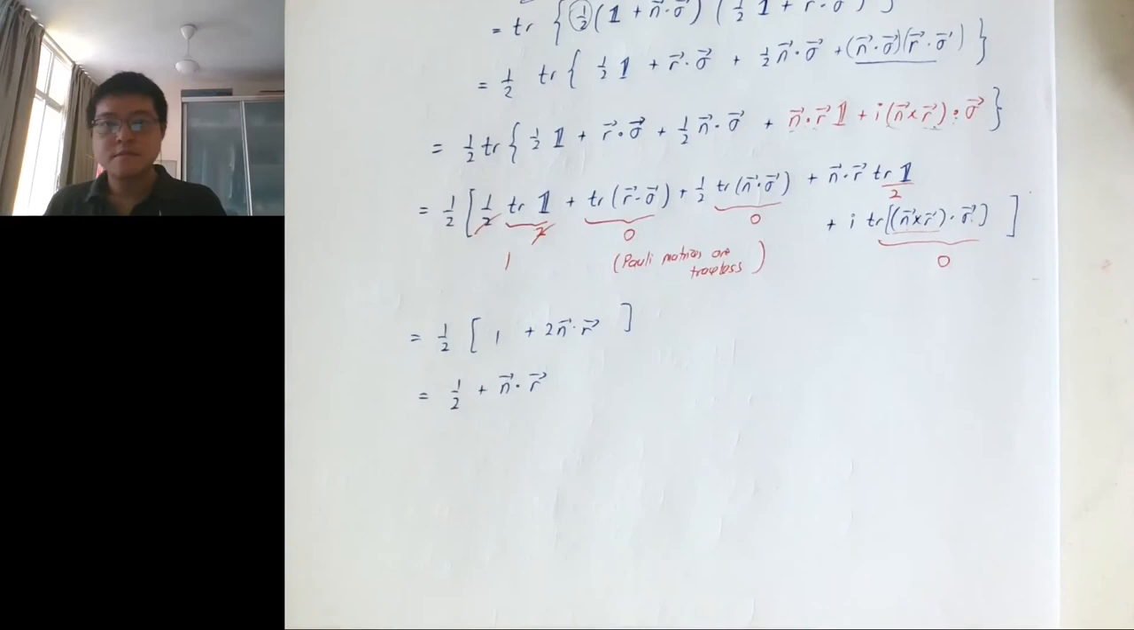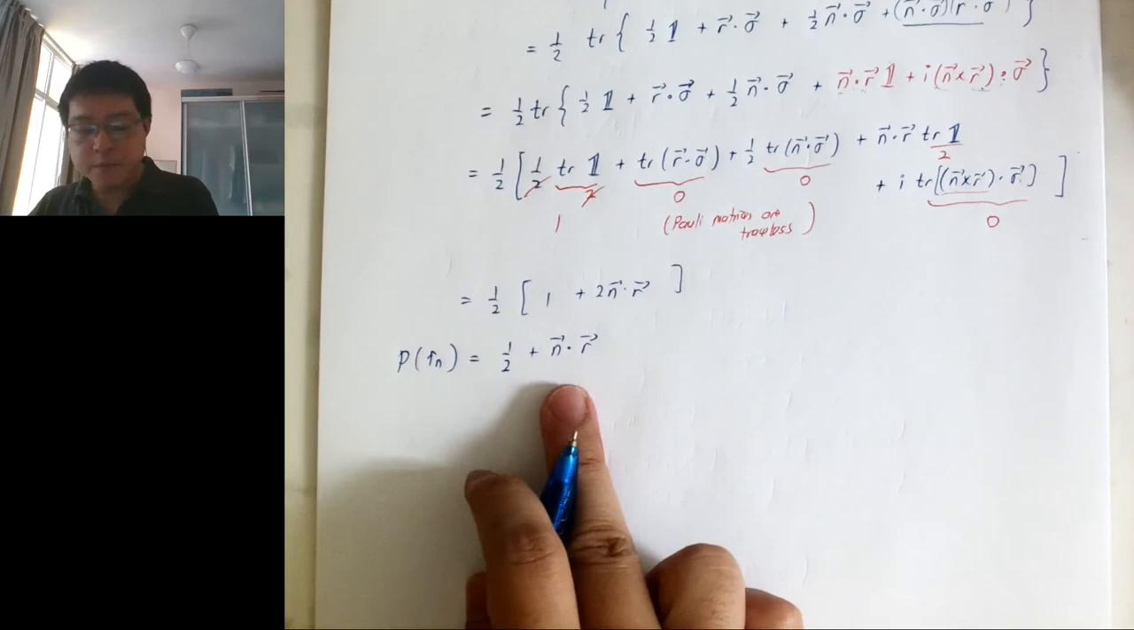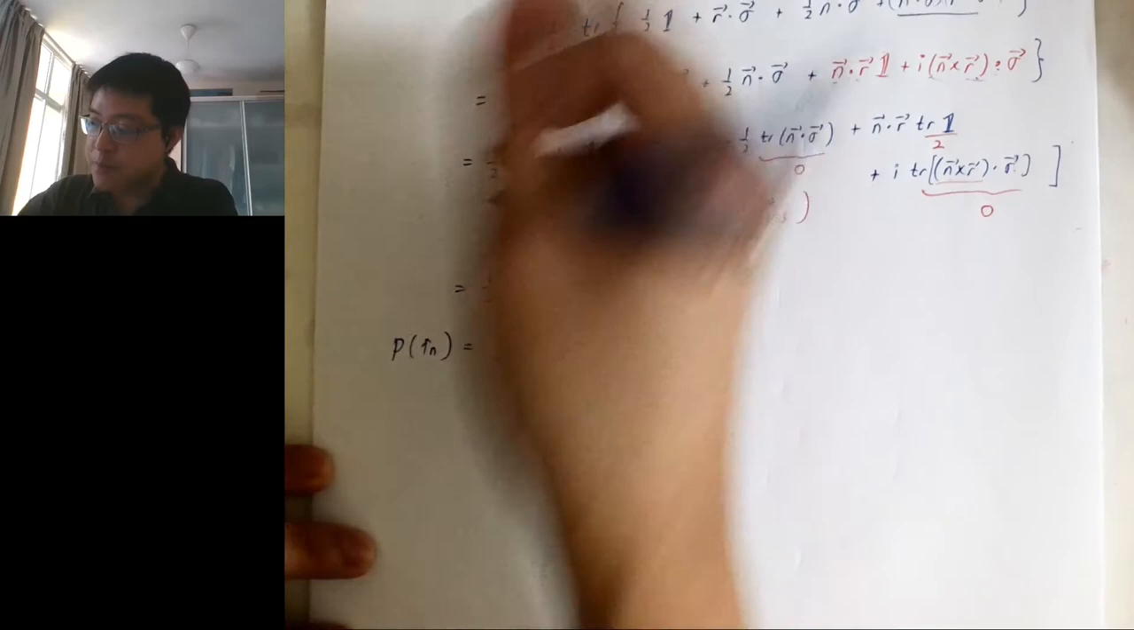Okay, is it clear? Now, what were we doing in the first place? Remember, we did all this because we want to find the probability of getting up n. So this is the probability of getting up n. This is a probability, right? So it should be between 0 and 1. The same thing should hold for the other case, the probability of down n.